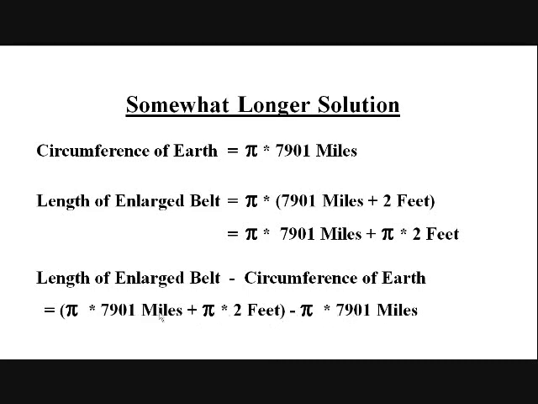So even though they're really big, they completely cancel out, right? This distance here on the left cancels out with this distance here on the right. And when we're done, all we're left with is the pi times 2 feet, which of course is equal to the 2 pi feet.